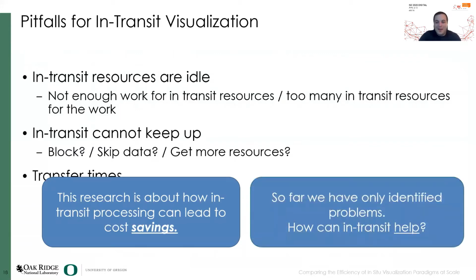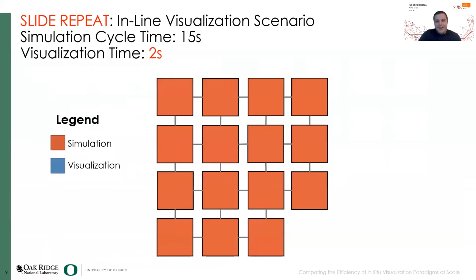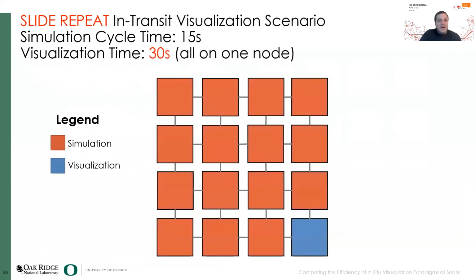But this research is about how in-transit processing can lead to a cost savings. But so far, we've only identified problems. So how can in-transit help? So as a slide repeat, this is our inline visualization scenario, 15-second cycle time and a 2-second visualization time. So the sim runs, followed by the visualization, and that goes on and on. On the in-transit side, we were positing that this would take 30 seconds if everything scaled exactly perfectly.